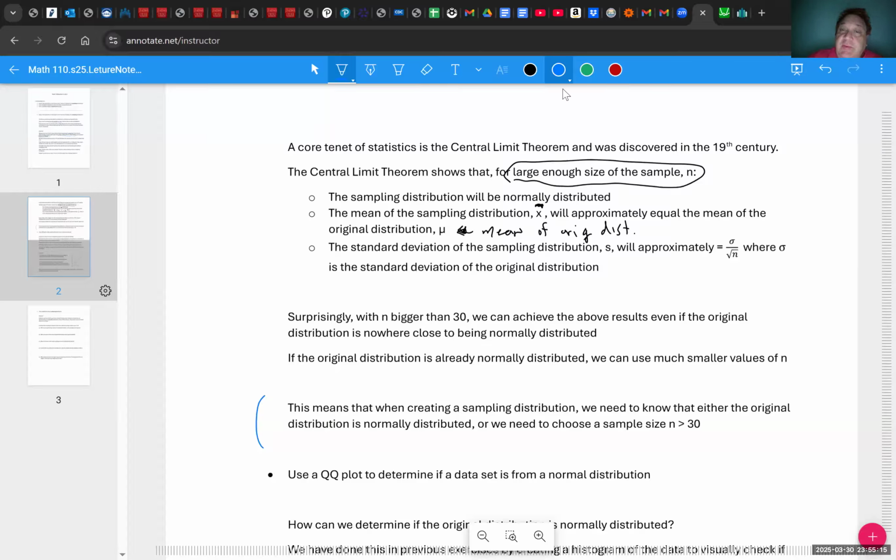All right, so we'll do one more thing related to this, and then we'll do some examples about sampling distributions that will help you see what's going on. So the second learning objective is about QQ plots. So let me talk about that.